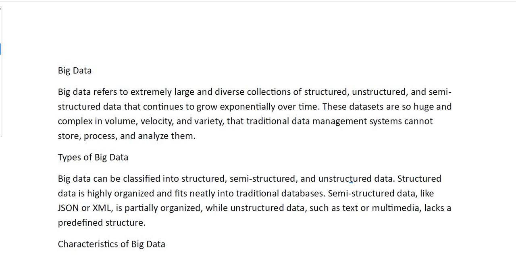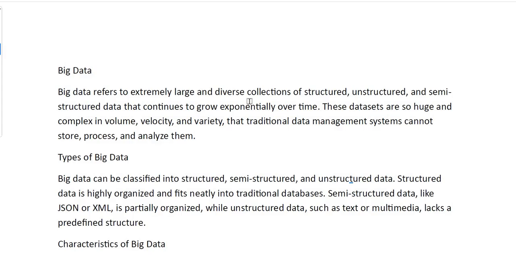First of all, I want to give you the definition of big data. As you know, big data, as the name indicates, is a vast amount of data, large diverse collections of data, as well as the different types of data available nowadays on social networks. It is categorized as structured, unstructured, and semi-structured, and continues to grow exponentially over time. These data sets are very huge, with high complex volume, variety, and velocity, and traditional data management systems cannot store, process, or analyze them. So this is big data, the large, enormous, huge type of data.